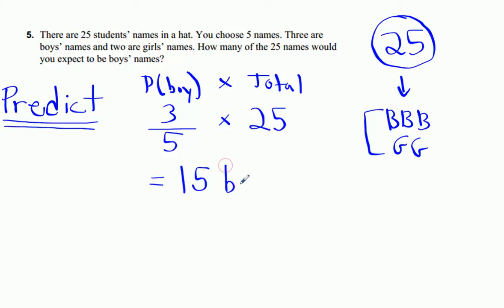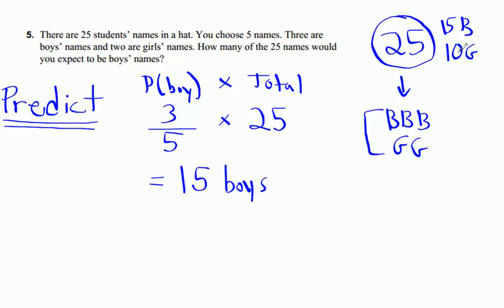So that means out of this group of 25 kids, 15 are going to be boys, which means I can do a little subtraction and figure this out. How many girls would there be? If 15 of these 25 kids are boys, what's left for girls? 10.